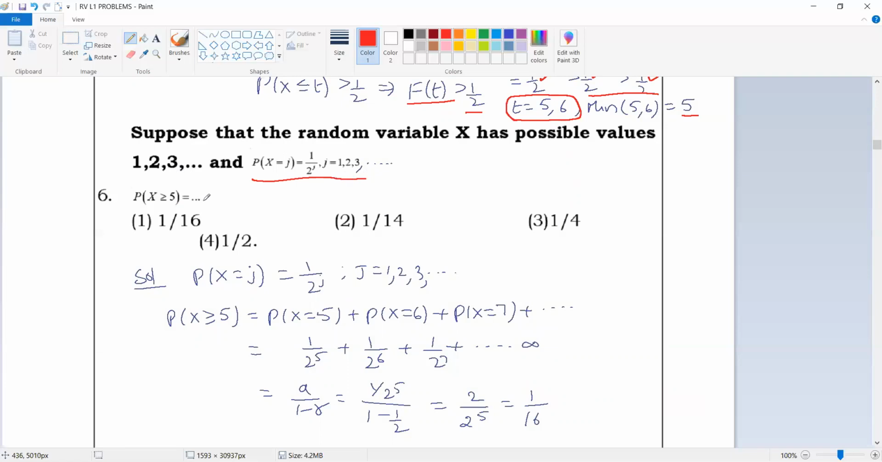First of all, we have x greater than or equal to 5. The probability of x equal to j is 1 by 2 power j, j is equal to 1, 2, 3 and so on. X greater than or equal to 5 is 5, 6, 7 and so on. So now substitute j value 5: 1 by 2 power 5, 1 by 2 power 6, 1 by 2 power 7 and so on to infinity.